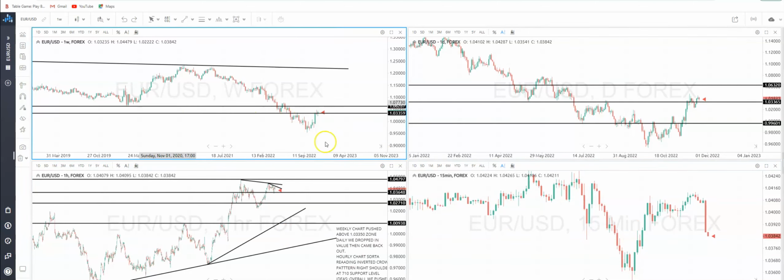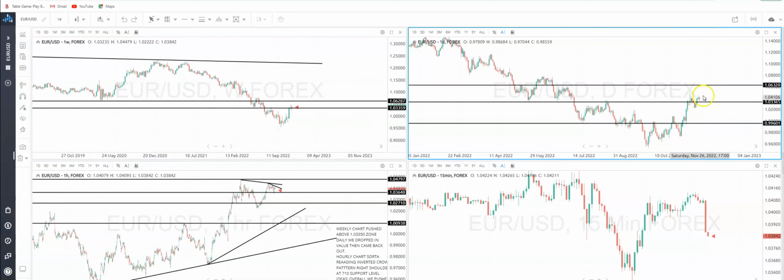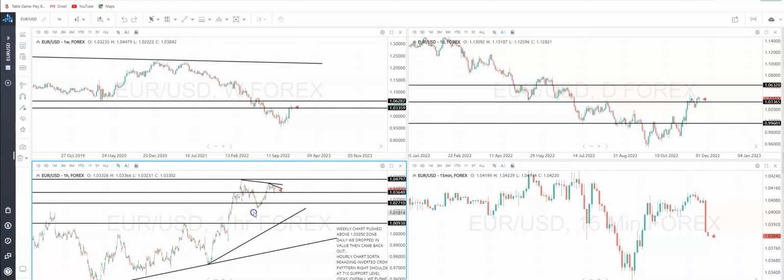So, like I said, short term, we pushed above that 350 value. On the daily chart, we dropped in, came back in. We might find support at that 1.03350 level. All buyer liquidity is above these trend lines and the resistance levels above. Seller liquidity overall is below that 1.03350.